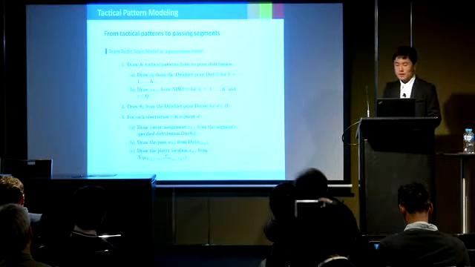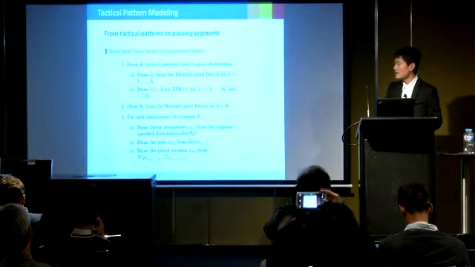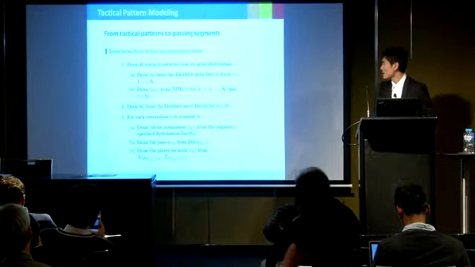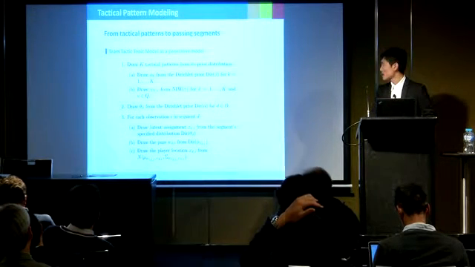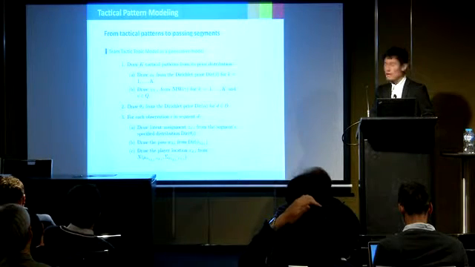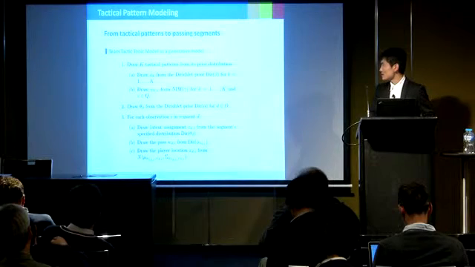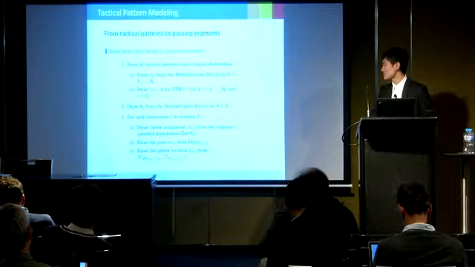This is about how to connect the raw passing segments to the tactical patterns, and this is modeled as a generative process. First, we draw some tactical patterns from prior distributions, and this K is a preset number. For each tactical pattern, there are two parts. We first draw the player interaction part and then the position part.